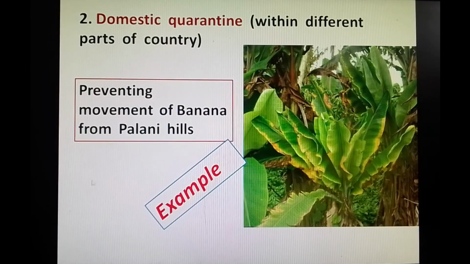On the right hand side, what is this one? This is banana bunchy top disease. It is very much prevalent in Palani hills. So we cannot bring the banana saplings from that particular Palani hills to prevent the spread of this particular banana bunchy top disease.